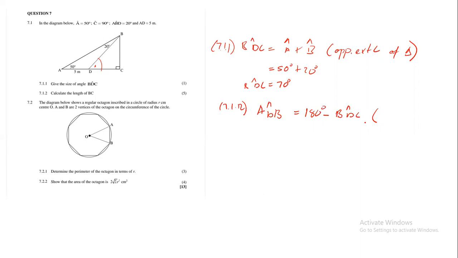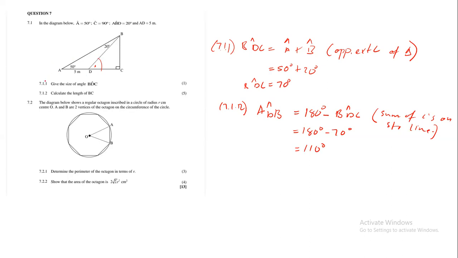Then what's my reason? My reason is sum of angles on a straight line. This is the reason why we're saying angle ADB is equal to 180 minus this. And therefore, we're going to say 180 degrees minus the magnitude of this angle, which is 70 degrees. And therefore, we're going to get 110 degrees, which is now this angle.